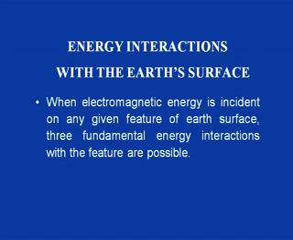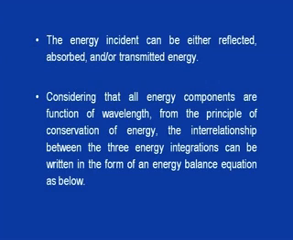Once the interaction at the atmosphere level takes place, based on the transmission characteristic, which is dependent on the wavelength, the energy now reaches the Earth's surface. So, let us look at what happens when the electromagnetic energy reaches the Earth. When the electromagnetic energy is incident on any given feature of the Earth's surface, three fundamental energy interactions with the feature are possible. The incident energy can be reflected, absorbed and/or transmitted.